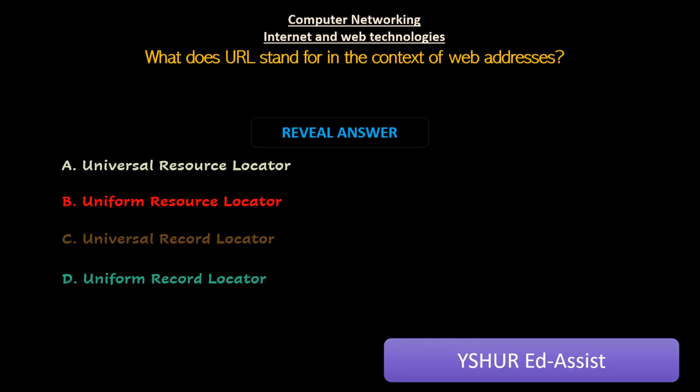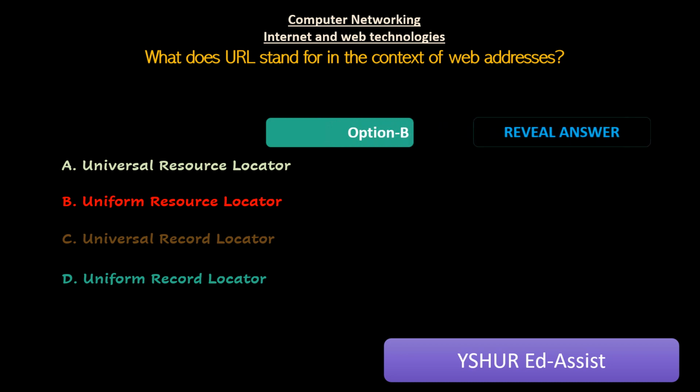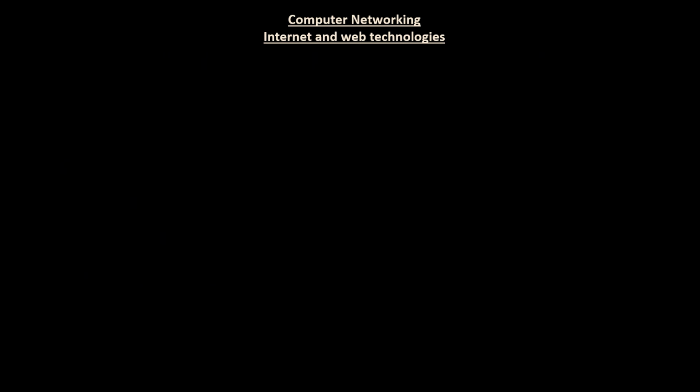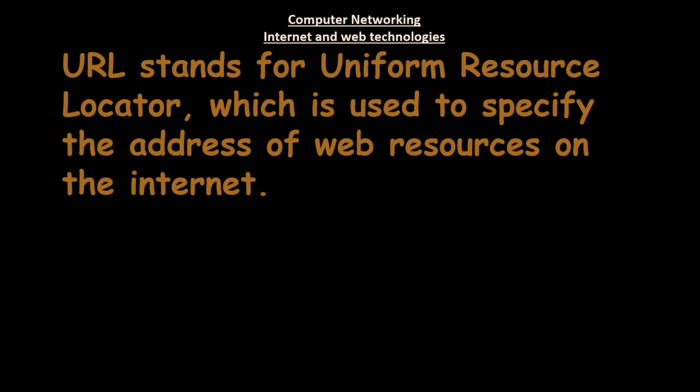What does URL stand for in the context of web addresses? A. Universal Resource Locator. B. Uniform Resource Locator. C. Universal Record Locator. D. Uniform Record Locator. URL stands for Uniform Resource Locator, which is used to specify the address of web resources on the Internet.